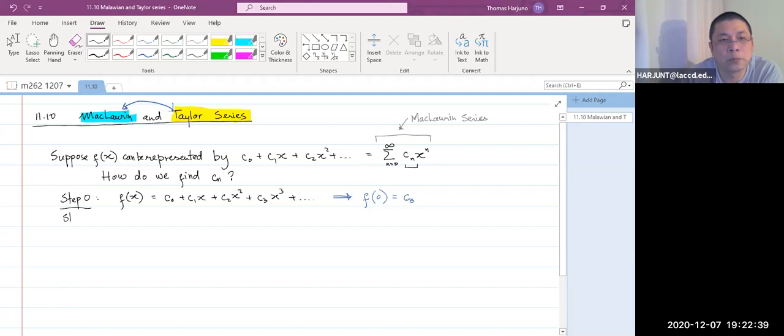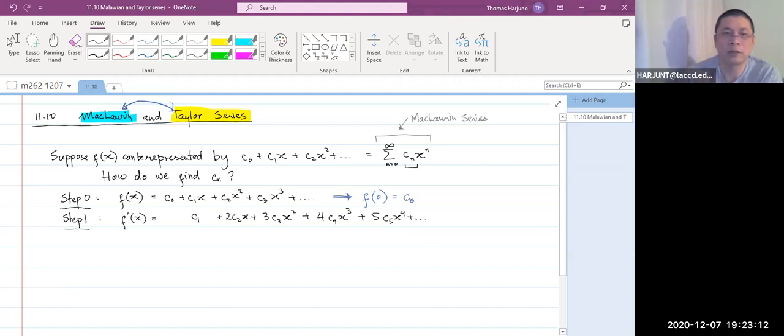Step 2, I do the first derivative. When I do the first derivative, c0 cancels. I get c1 plus 2c2 x plus 3c3 x squared plus 4c4 x cubed plus 5c5 x to the 4th, and on. And to find c1, like before, I set x equals to 0. So f prime of 0 equals c1.